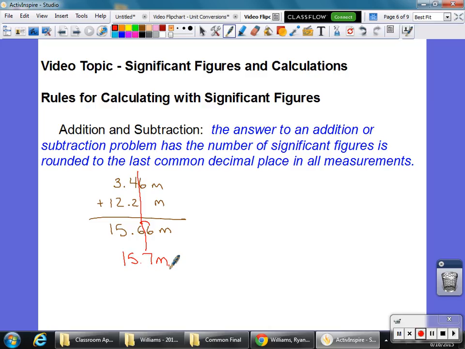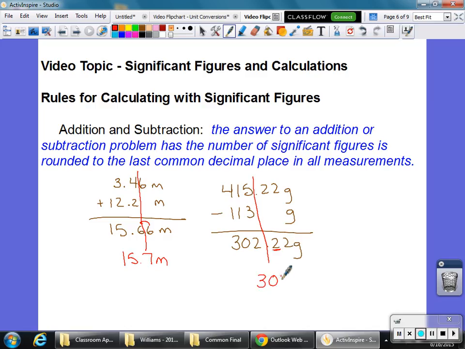Subtraction works the exact same way. If we had 415.22 grams, and we were trying to subtract 113 grams from that initial measurement, we'd get an answer of 302.22 grams. Again, the last common place in this example happens to be the ones place. The 2 is less than 5, so it will not cause that to round, and our final answer is 302 grams for that problem.